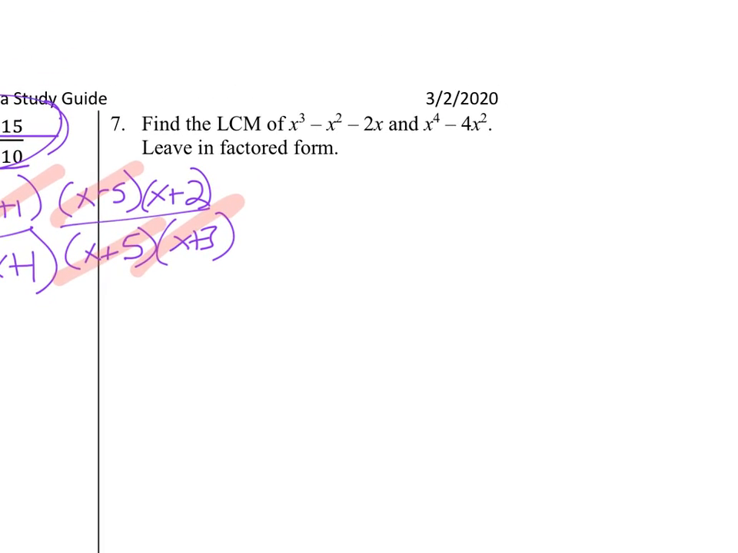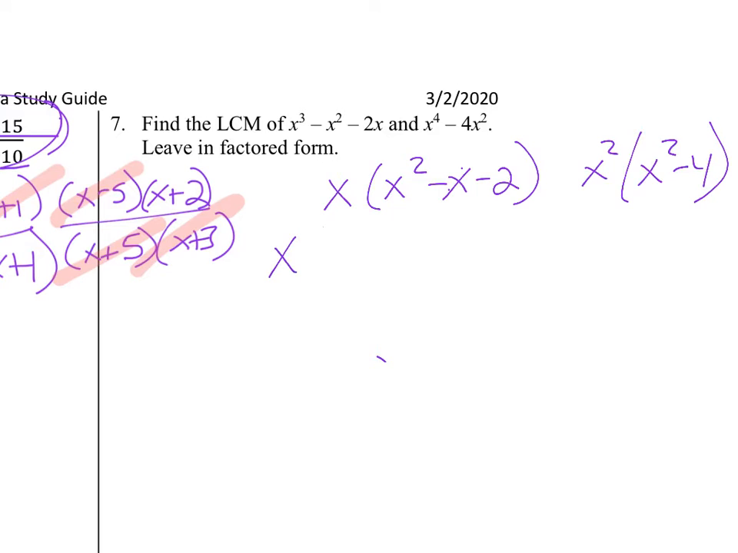Number 7, lowest common multiple. So what we're going to do is factor this and look for factors that are in common. All right, so I have, factor out an x, and I have x squared minus x minus 2. And this second one, I can factor out an x squared, and I have x squared minus 4. Factor it one more time. I have x minus 2, x plus 1, and here I have x squared.